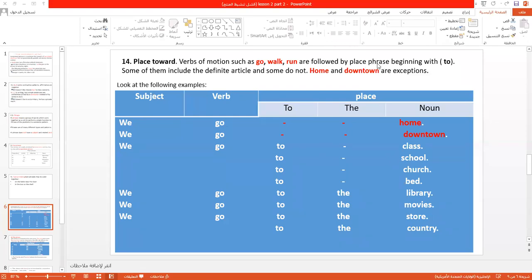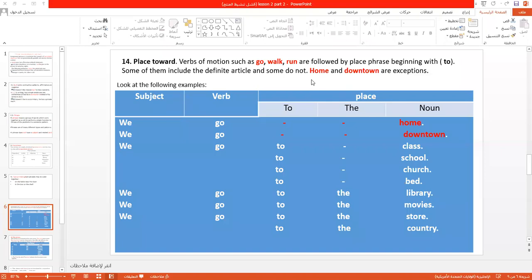But this place phrase must begin with what? With to. We said in every place phrase there must be what? A preposition at the beginning, yes or no? But such verbs as go, walk, run are followed by a place phrase, and this place phrase must begin with to. Sometimes some of them include the definite article. You know the definite article. The definite article is the, yes or no? Sometimes after to there is the, and sometimes there is no.